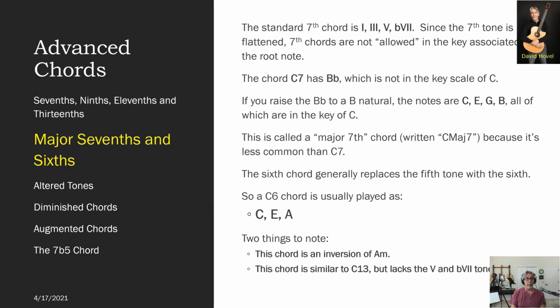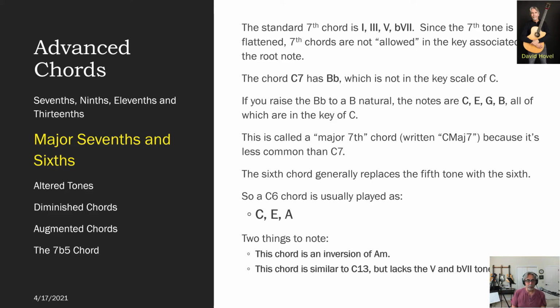Okay. Now, we've talked about major 7ths a little bit. The standard 7th chord, that is to say the natural or dominant 7th, is 1, 3, 5, flat 7. Because the 7th chord's not allowed, you typically can't play a C7 in C because it's got a B flat. But if you raise the B to a B natural, you've made a major 7th chord. And that means that you've got the notes C, E, G, B, and they're all in C, and everybody's a happy camper. So we've talked about major 7th and regular 7th.